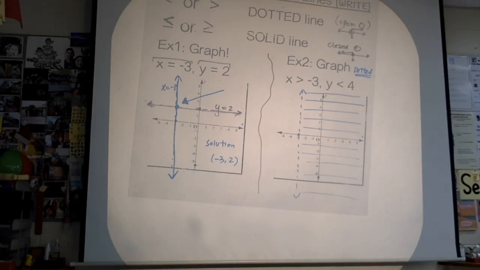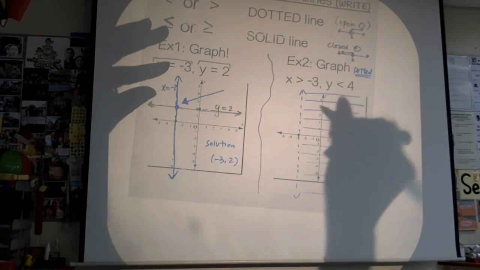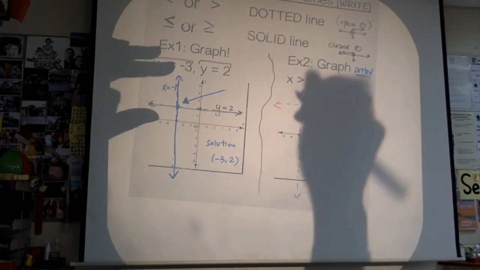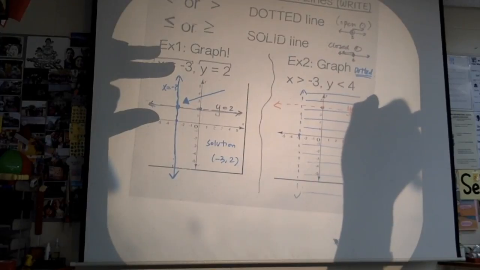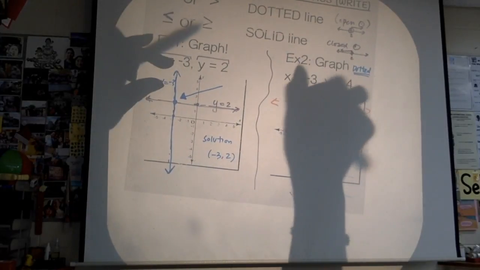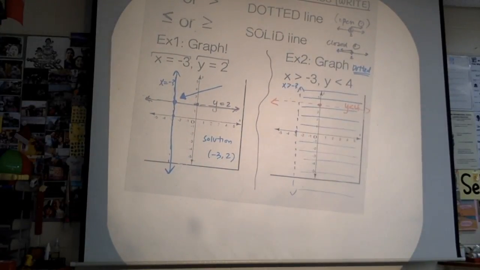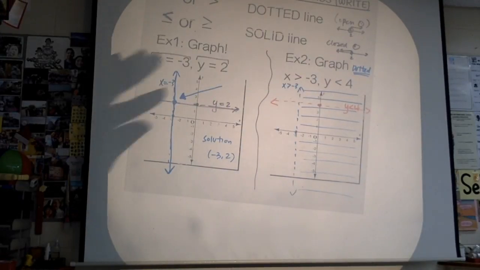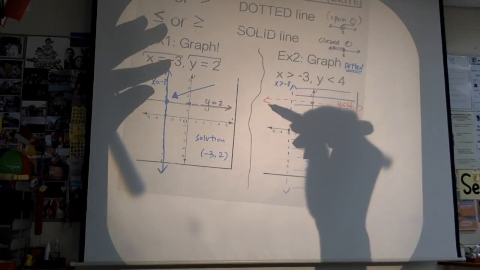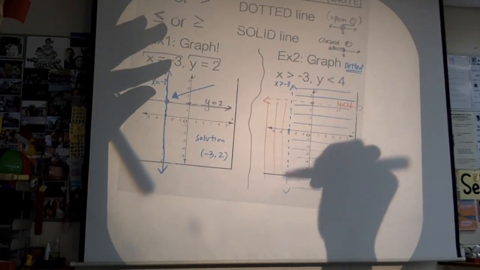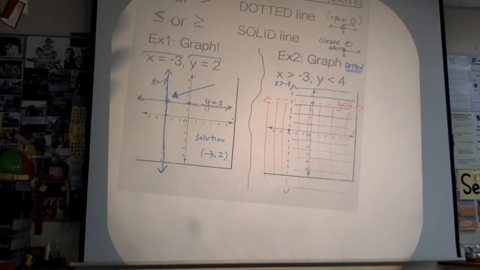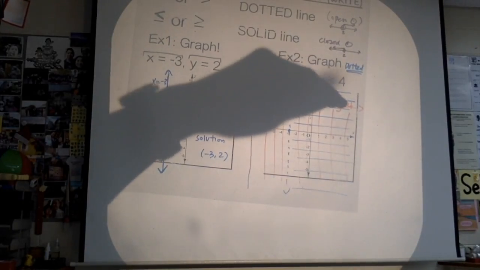Let's do the next one. It says y is less than 4. So y is less than 4. I'm going to draw that dotted line. It's a horizontal line. So make sure you write y is less than 4 here. And I'm also going to label this one x is greater than -3. But it says less than 4, which implies that I'm going to shade only below 4. We all know what less than 4 means. That means it's everything below 4, right?